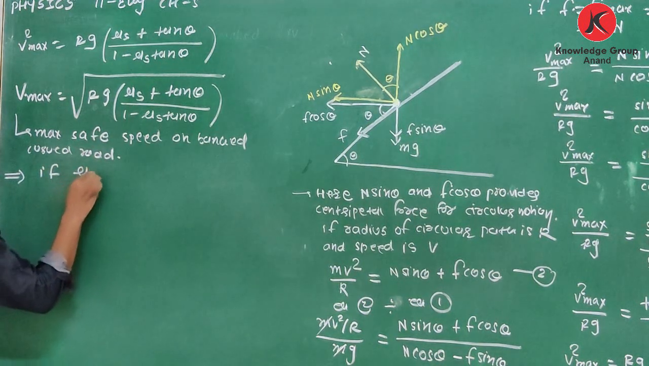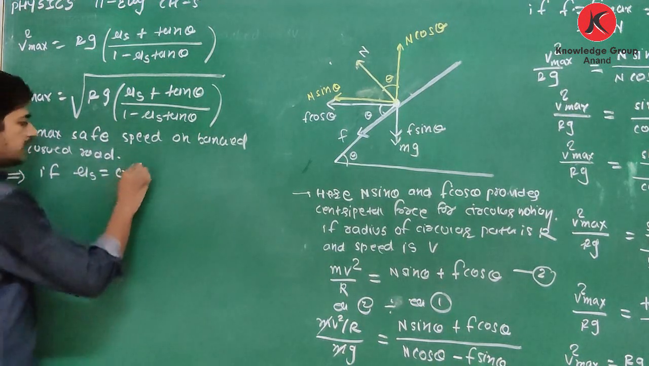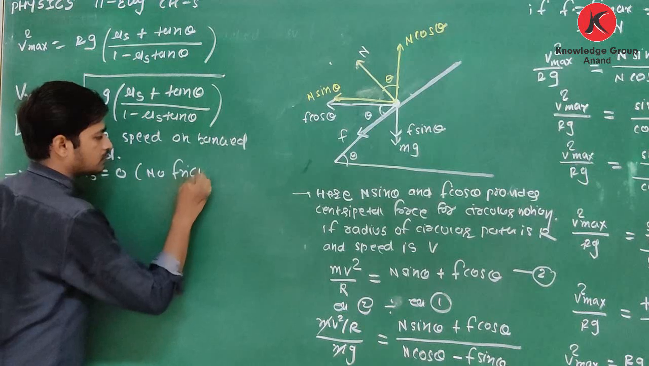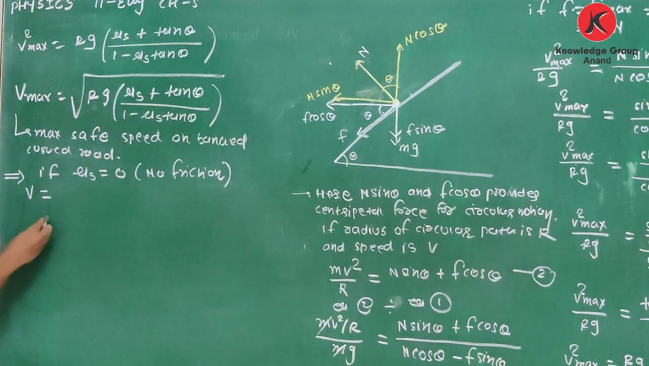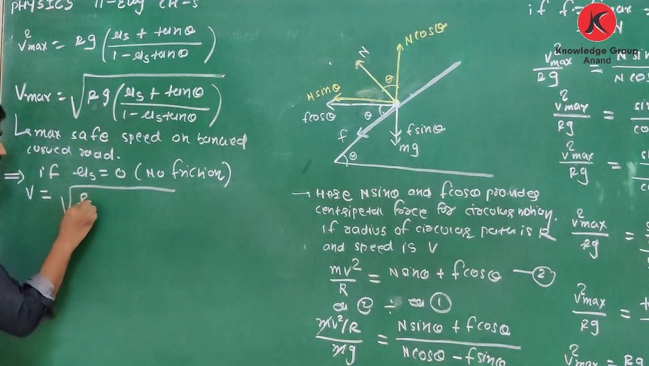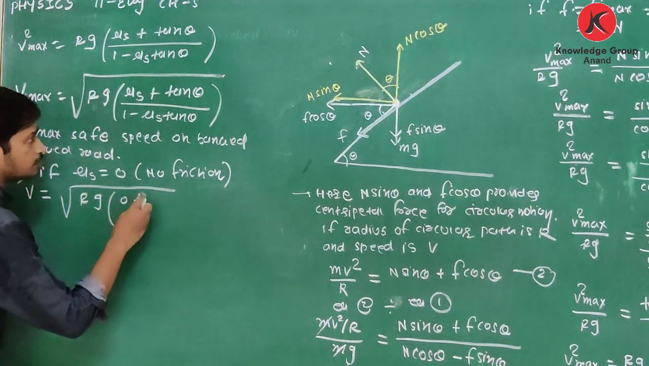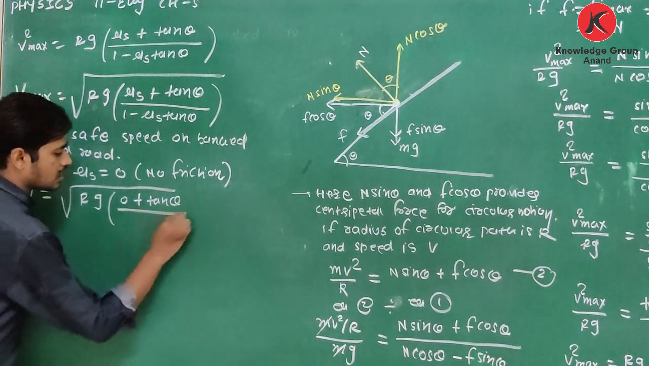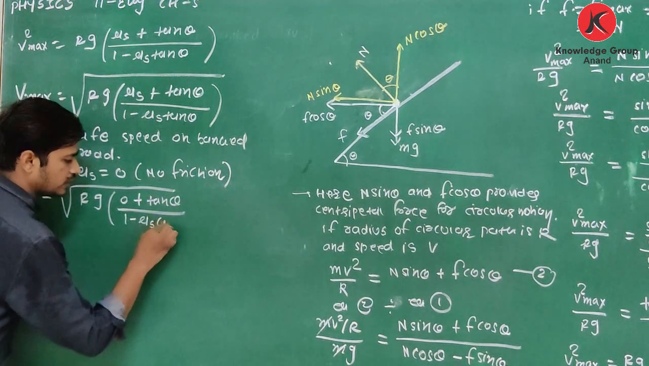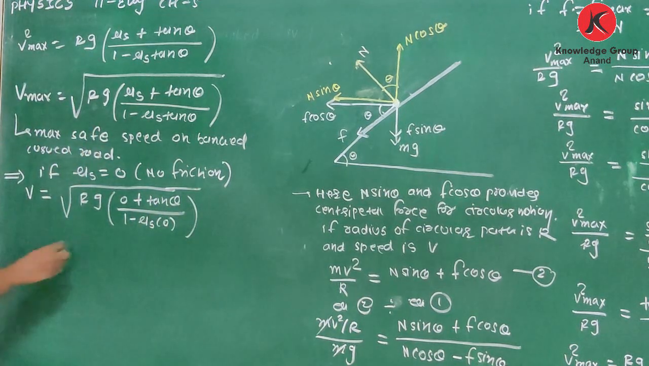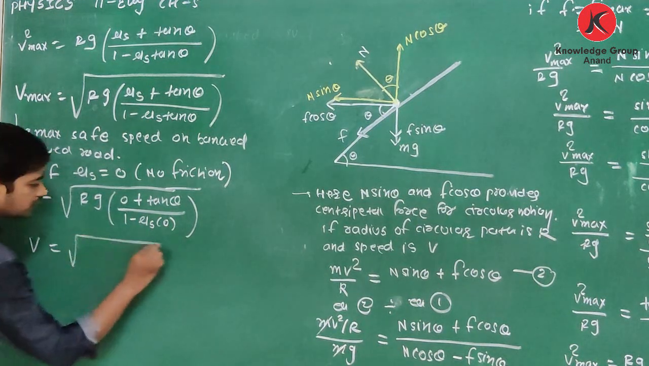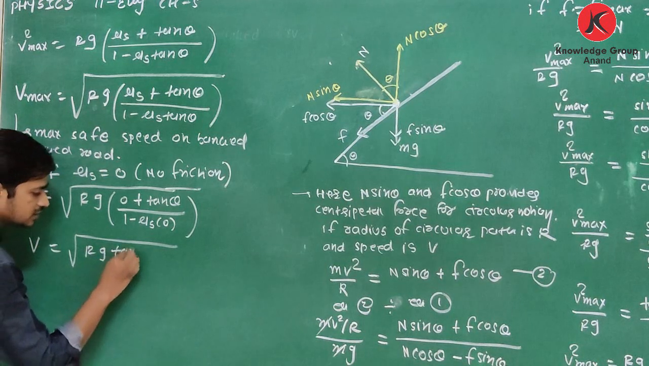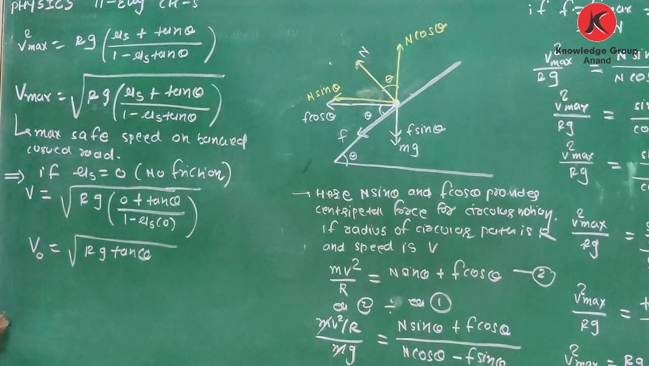Last one special case. If mu s is equal to 0, means no friction. So in this case, what is speed? In this case, V is equal to, here it is, under Rg, 0 plus tan theta upon 1 minus mu s into 0. Clear about this? Then mu s into 0, it will become 0. 1 minus 0, it is 1. So here V is equal to, it is under root Rg tan theta, and it is called optimum speed.